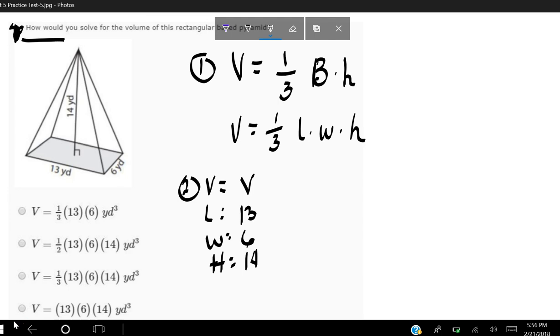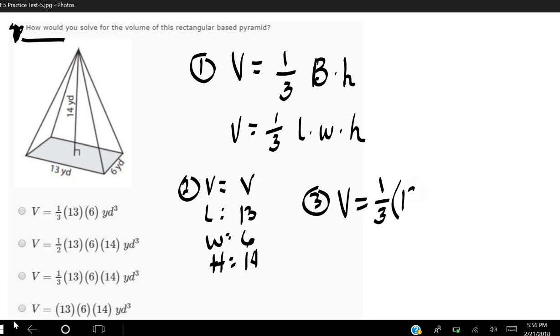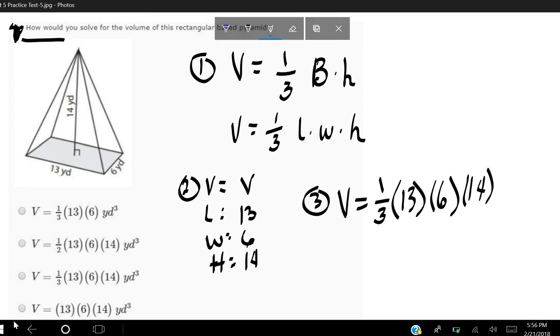So because we have our formula, our third step is to plug it in. We've got volume equals 1/3, 13, 6, and 14. Now, the other thing you could have done is looked like here, this is 1/2, so we can eliminate that. This one doesn't have a fraction, so we could eliminate that. And then here, this only has the base. So we know that that can't be it. So that gives you the process of elimination, that it's that one.